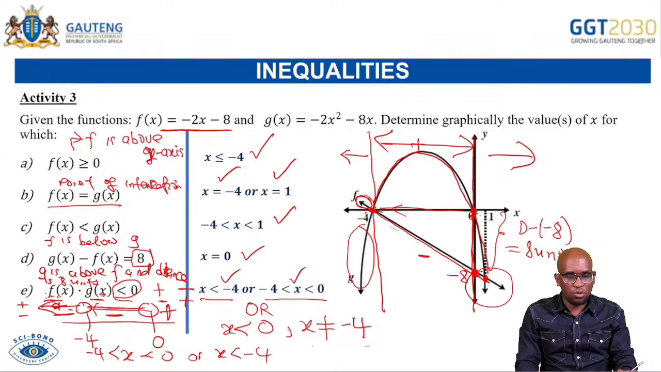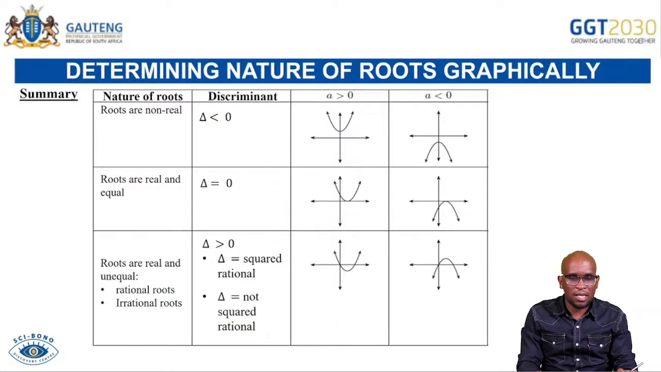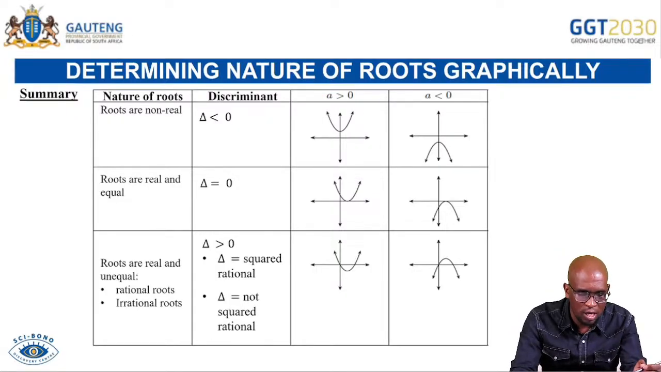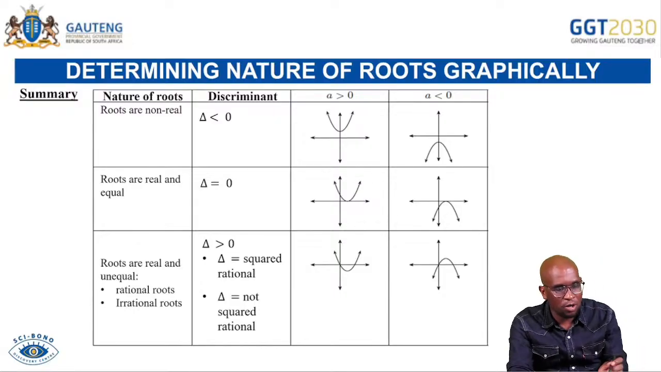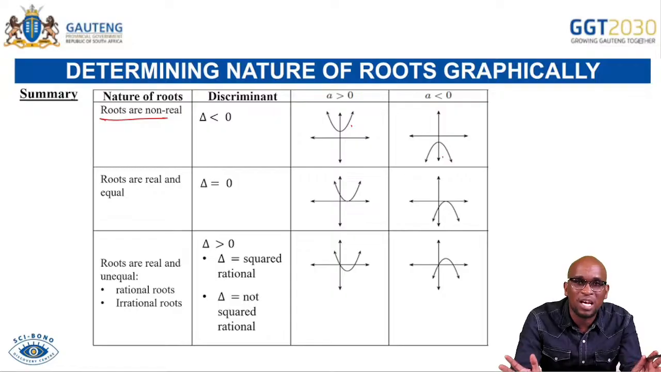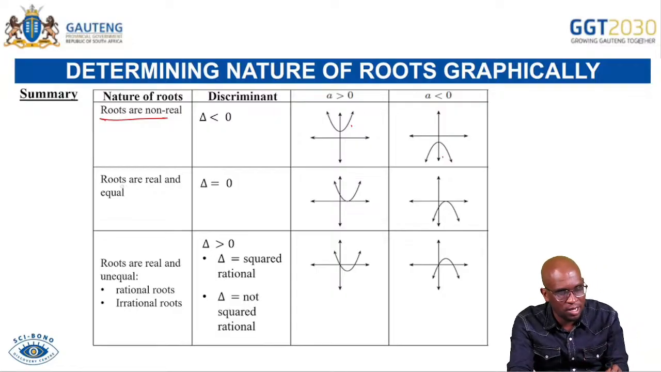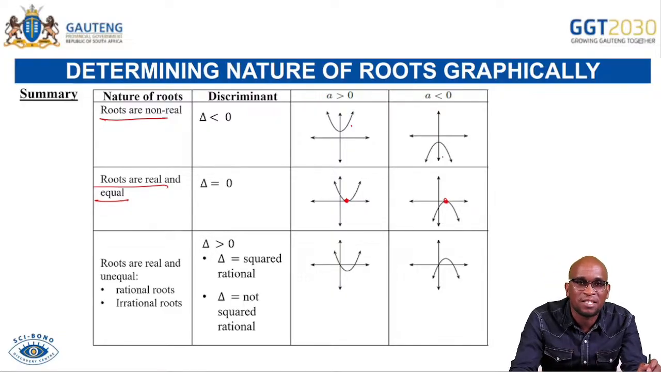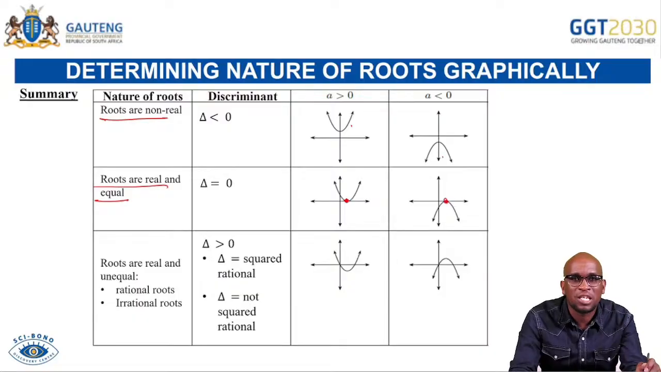Right, I'm moving on now to the last part of our lesson, that is the nature of roots graphically. So we'll take deliberations on the nature of roots using the graphical approach. To start off, we are going to be looking at the graphs. We say roots are non-real if the graph does not cut the x-axis. Roots are real and equal if the graph forms a tangent with the x-axis. It's tangential to the x-axis.